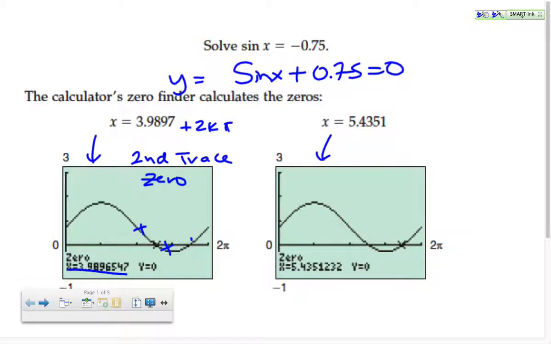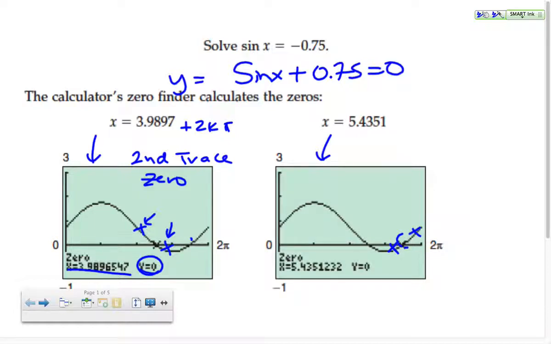Then it will give you this. It will say x equals this, y equals 0. The y always has to equal 0. What it's doing is saying, I want to find the 0 that's between these two spots. Now, to do the second one, you're going to do the exact same thing. Second trace 0. And this time, the very first place you want this 0, you're going to come here, and then enter again.